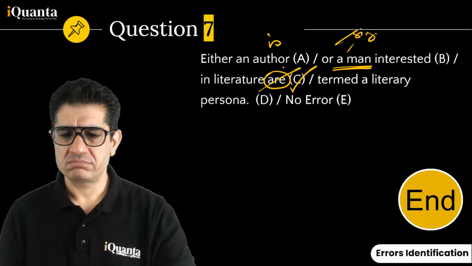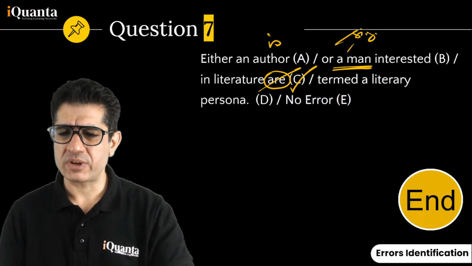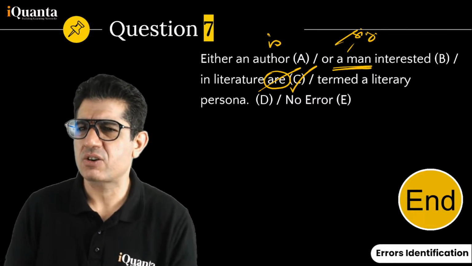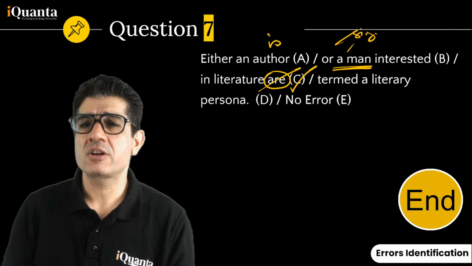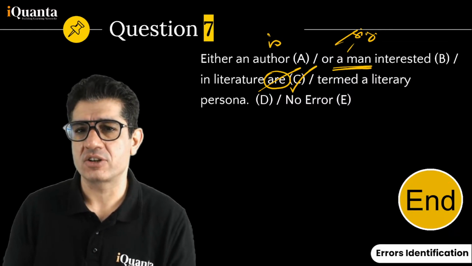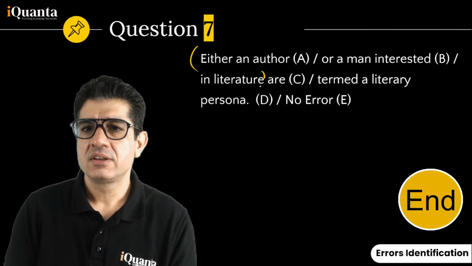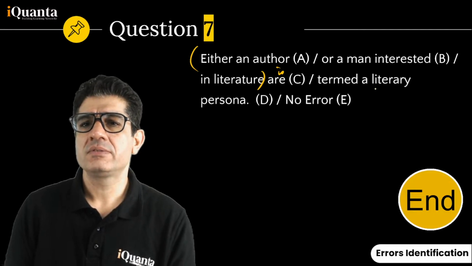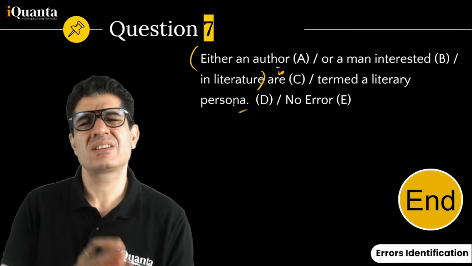Rashid, Datar, what do you think? What's the problem with the D according to you? Either an author or a man interested in literature. So this part is subject. Is termed a literary persona.